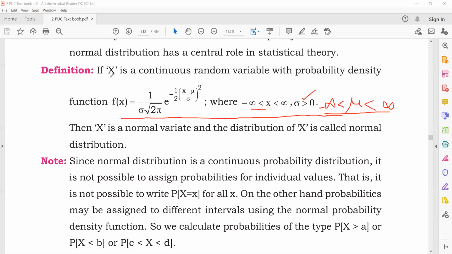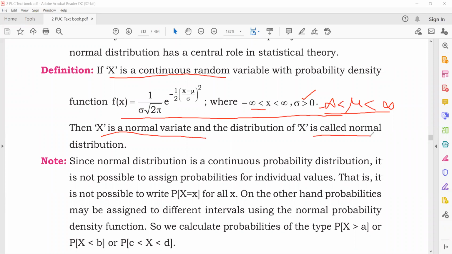If x is a continuous random variable with the probability density function f of x equal to 1 by sigma square root of 2 pi into e power minus half (x minus mu by sigma) whole square, sigma greater than 0, minus infinity less than x less than infinity, minus infinity less than mu less than infinity, then x is said to be the normal variable, or x is said to follow normal distribution.